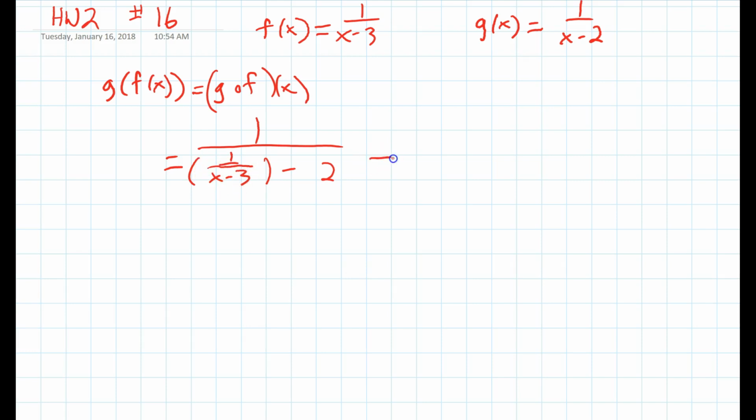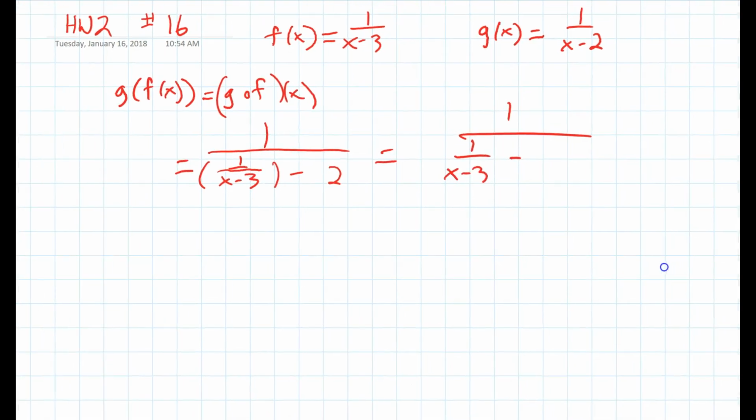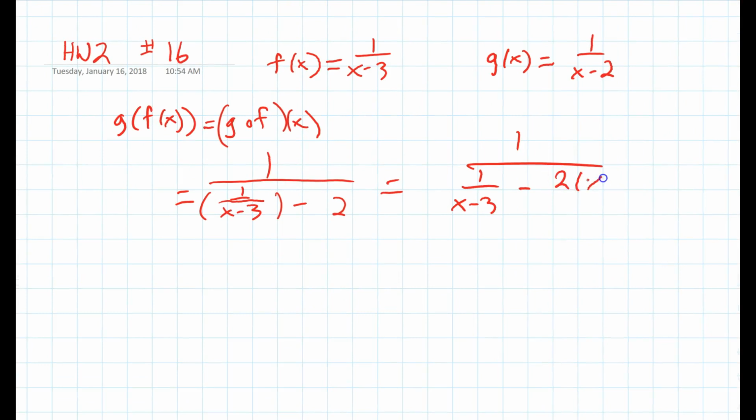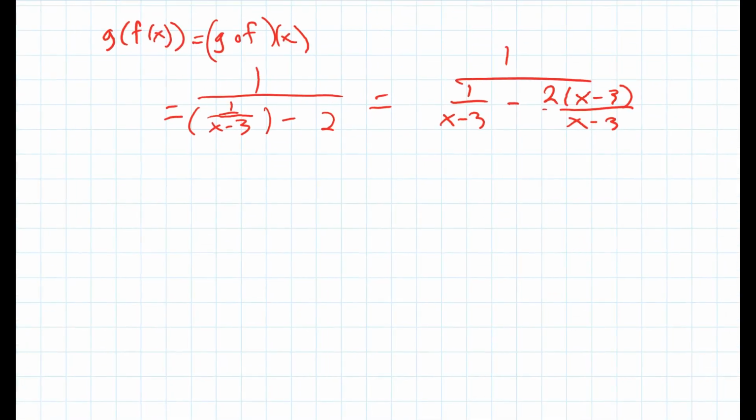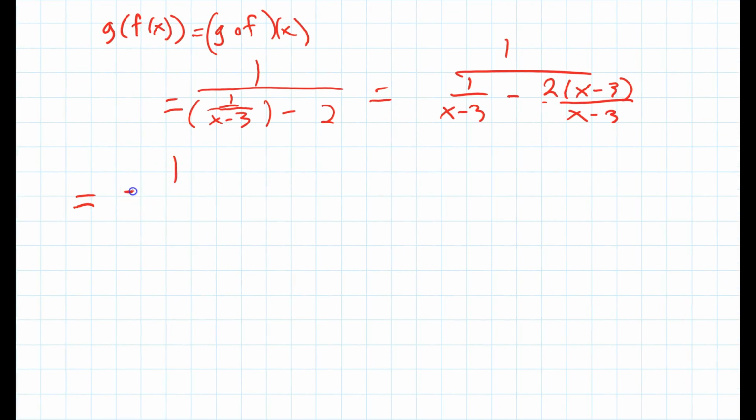And then we have to begin simplifying this. So this would be 1 over, and to simplify this, you'd have to add the two fractions on the bottom. So I'd have 1 over x minus 3 minus 2 times x minus 3 over x minus 3. Got to get a common denominator in order to add those two fractions together. So the next step would be 1 over x minus 3 minus 2x minus 6 all over x minus 3.